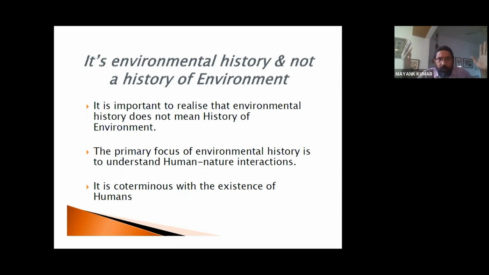So the broad outline of environmental history is primarily that area where humans are in existence and their interaction with nature is being documented or examined by historians. In another way, if I can say, it's coterminous with the existence of humans. This is important in another manner also.